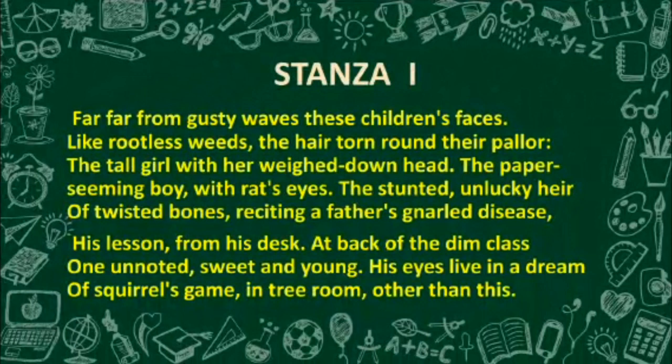There is another boy who, according to the poet, is the stunted, unlucky heir of twisted bones, reciting a father's gnarled disease, his lesson from his test. There is a boy who is stunted, meaning whose physical development is hampered, the growth is not taking place, because he is considered unlucky.